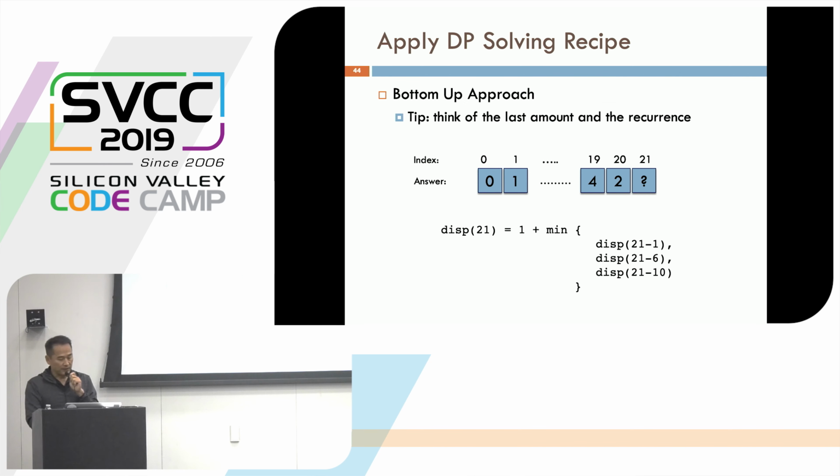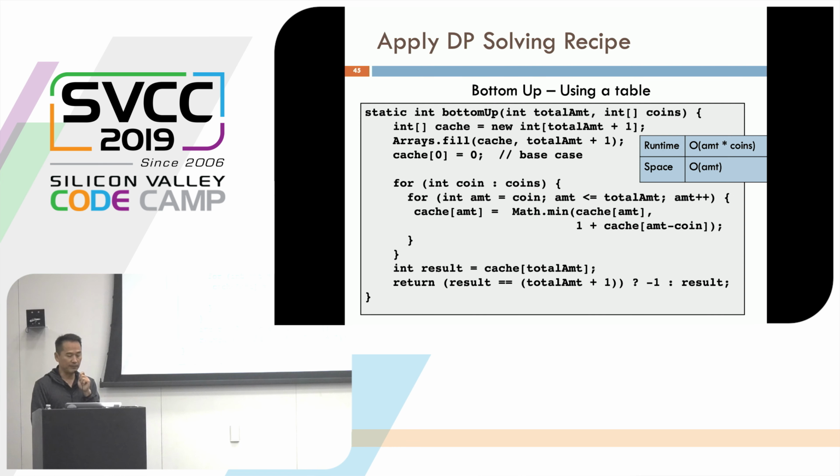The bottom-up approach is similar as well, because now you're going to build from DISP 0 to DISP 21. Okay? Using iteration, so we have a cache and a for loop, right? And then fill it up from the bottom up.